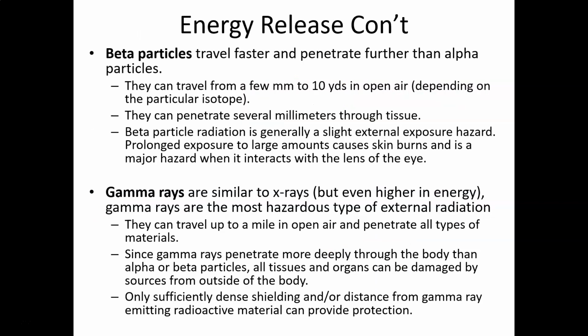Going back to energy, beta particles are kind of in the middle. They can travel a little bit farther in open air depending on what they are. They can penetrate tissue, and so if you're near something that's giving off beta radiation, it can cause some skin burns. It can cause problems with your eyes like cataracts and those kinds of things. Because it has higher energy, it can do more damage to us.